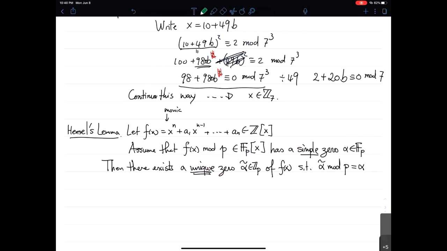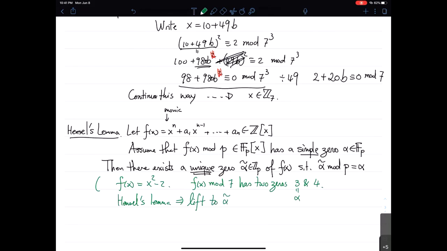To give you a sense, in our earlier example, if I apply this to f(x) equals x squared minus 2, and f(x) modulo 7 has two zeros, namely 3 and 4, they're simple zeros, of course. I take my alpha to be 3. Then Hensel's lemma says that I can lift to an alpha tilde such that alpha tilde squared is 2, a solution to this, and alpha tilde modulo p gives back my alpha.